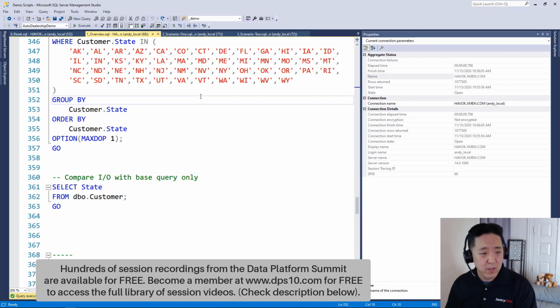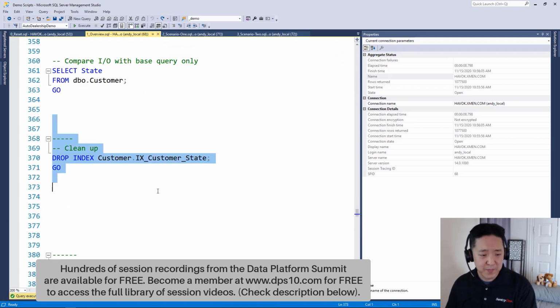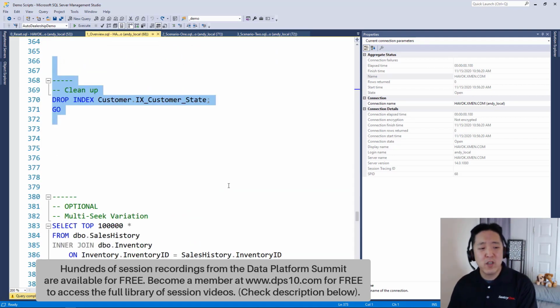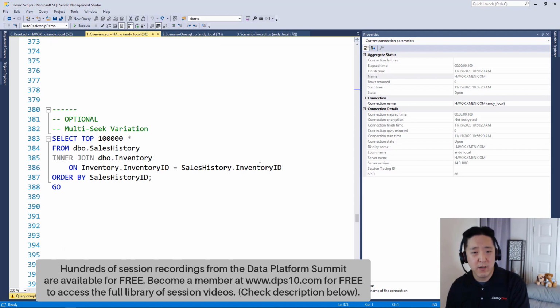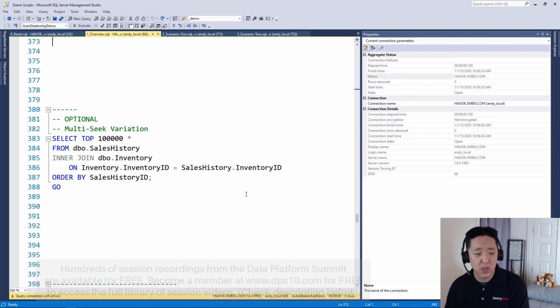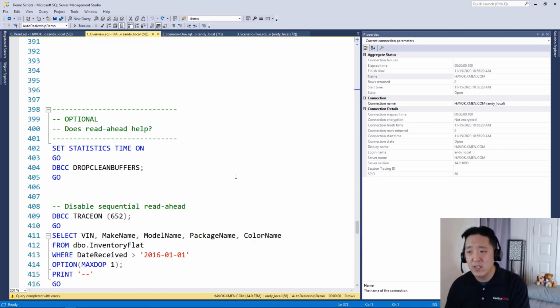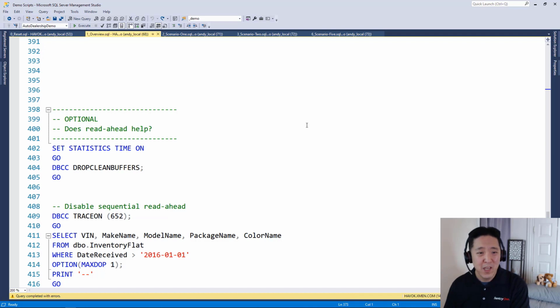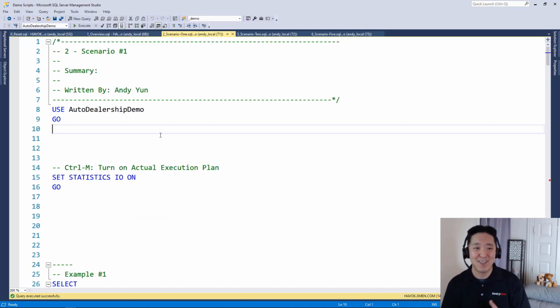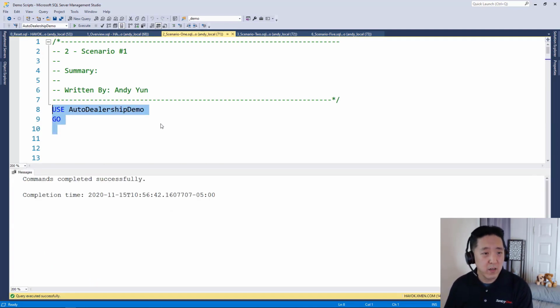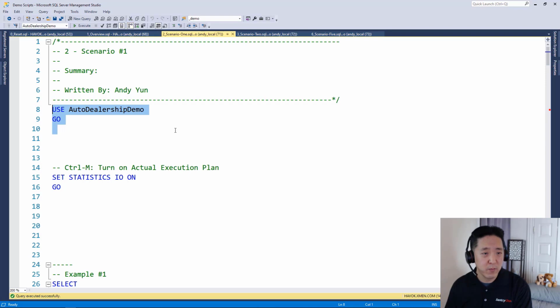Okay, so let me just quickly clean this up a bit. I have a different optional multi-seek variation down here, so do take some time to check that out. And there's actually a couple of other additional optional demos here as well. So take some time to check those out a little bit later. But let's continue on, and I want to go into some specific scenarios now. So scenario number one. Okay, going to turn on actual execution plan and complete my additional setup here.